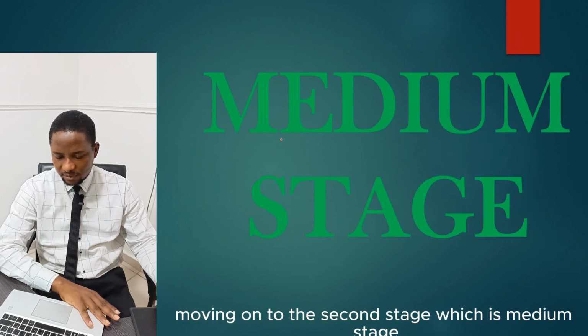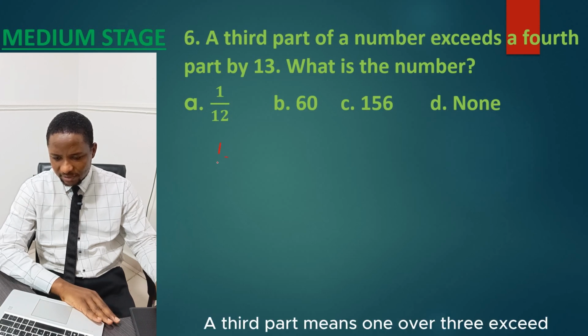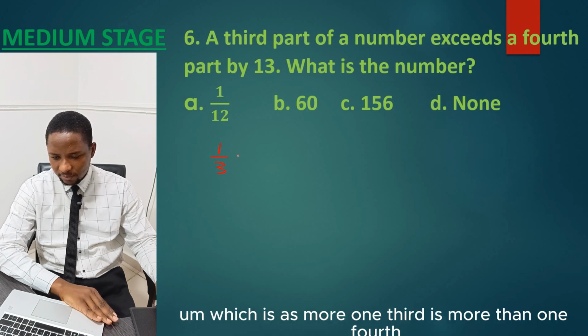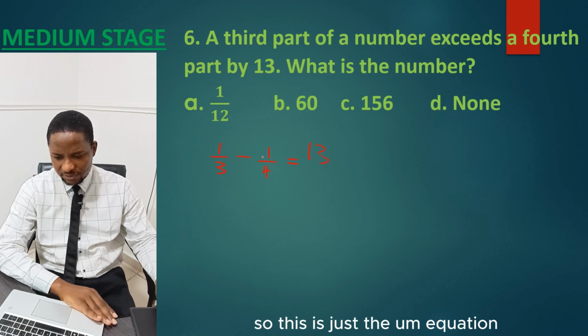B. Moving on to the second stage, which is medium stage. A third part of the number, a third part means 1 over 3, is more than a fourth. A fourth means 1 over 4, by 13. So this is just the equation.